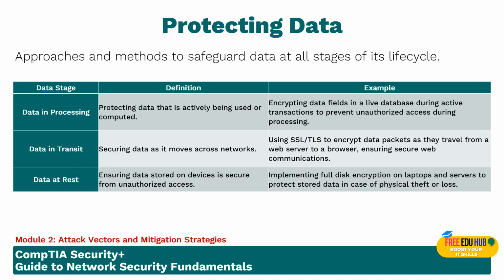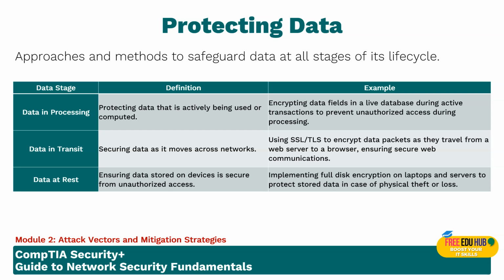Now, when we are talking about data, we have three different states of data, which are the approaches, the methods to safeguard the data at all different stages: data processing, data in transit, and data at rest. Data in processing is the protection of data that is actively being used for computations. Encrypting the data in live databases during active transactions prevents unauthorized access during processing, and would save us from lots of other things.